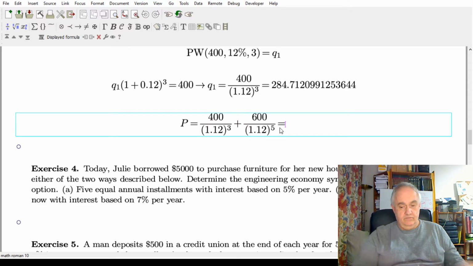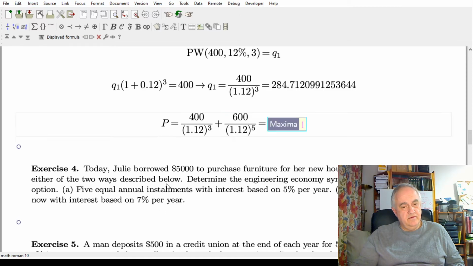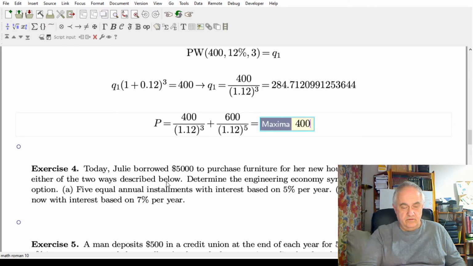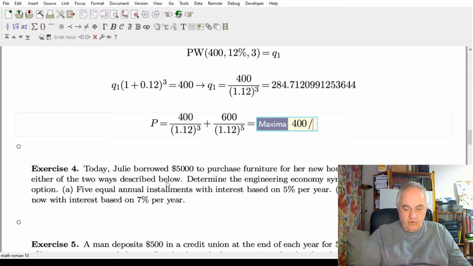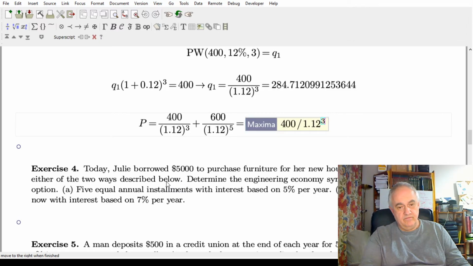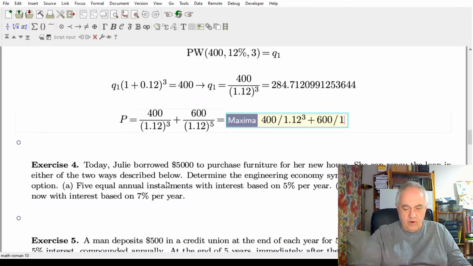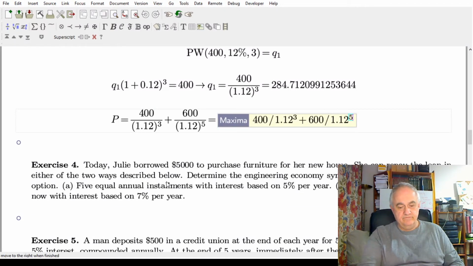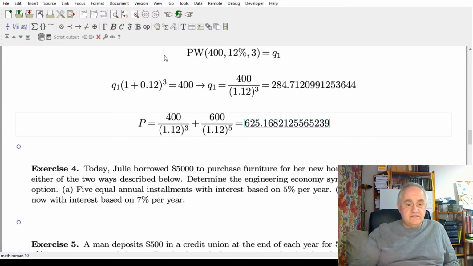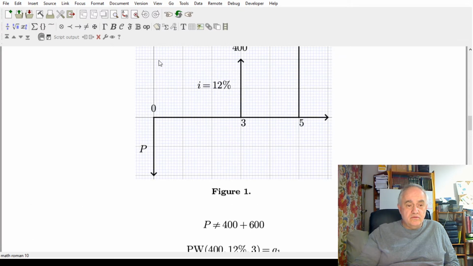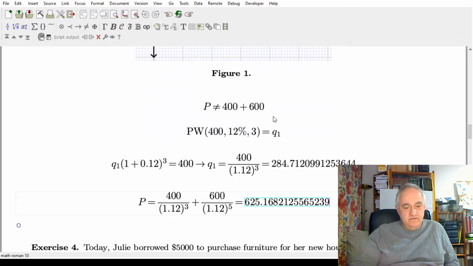And then we can, using the same Maxima, compute 400 over 1.12 up to 3 plus 600 over 1.12 up to 5. And this amount is the amount that we should put in the bank at 12% during 3 and 5 years.